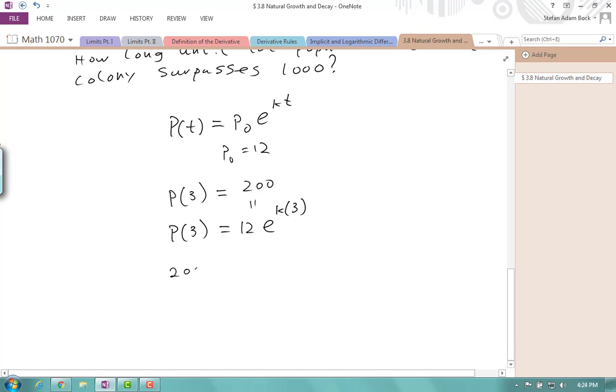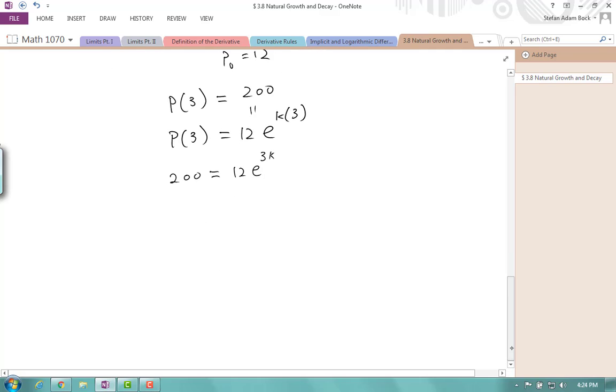So I have 200 equal to 12e to the 3k. Notice k is my only variable in this problem, so what I'll be able to do is solve for k. So first I'll need to divide both sides by 12 to get 200 over 12. I can simplify this a little: 100 over 6, 50 divided by 3. And this is equal to e to the 3k.